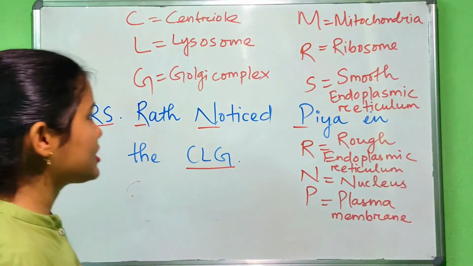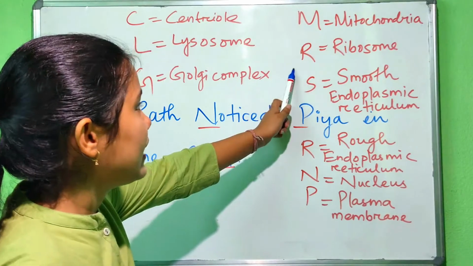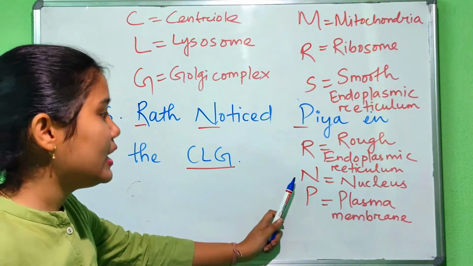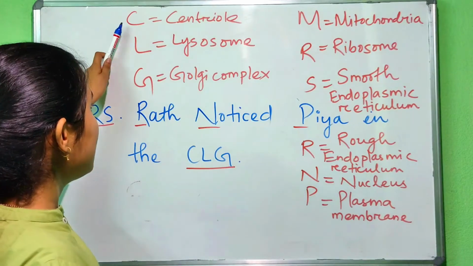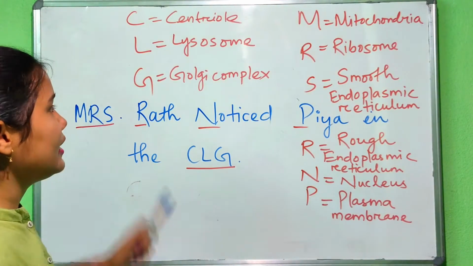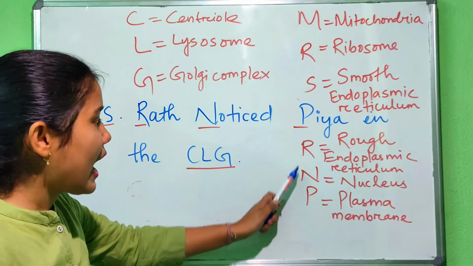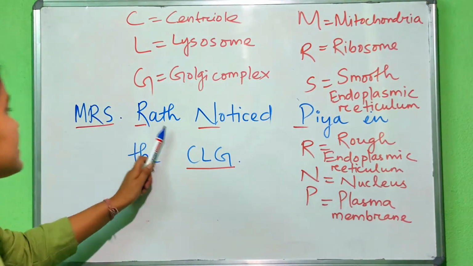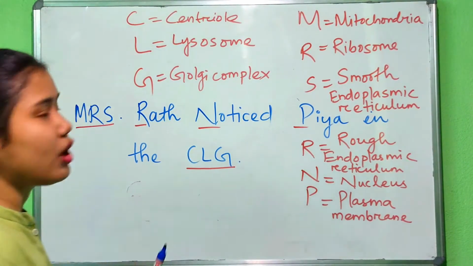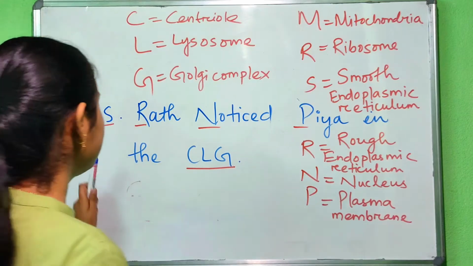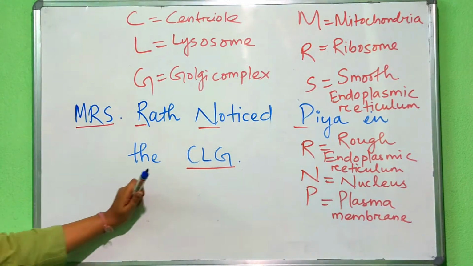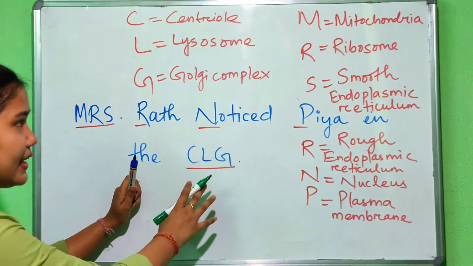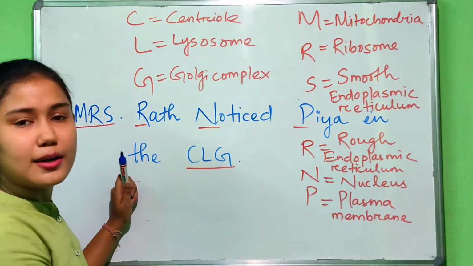Okay. So what are the structures? Mitochondria, ribosome, smooth endoplasmic reticulum, rough endoplasmic reticulum, nucleus, plasma membrane, centriole, lysosome and Golgi complex. MRS, RNP and CLG. Okay, remember this sentence? Mrs. Rath noticed Pia in the college. Okay, clear? Now, let's learn how to draw the typical animal cell using these 9 components.